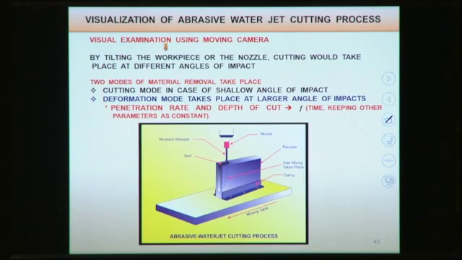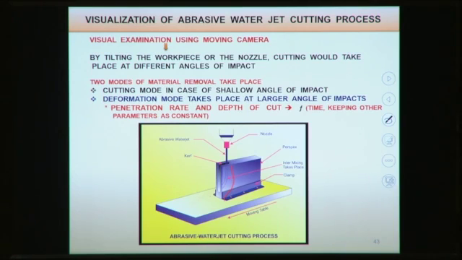Okay, so this is the visualization of the abrasive water jet cutting operation using a moving camera. Whatever the jet is generating inside the workpiece surface in abrasive water jet machining, if you take a moving camera along with the jet, you can see this kind of trajectory. By tilting the workpiece or nozzle, cutting would take place at different angles of impact. Okay. So there are two modes of material removal: one is the erasing mode at the top surface of the workpiece, and another is the deformation mode at the bottom surface of the workpiece, where the local mixing chamber is already there.